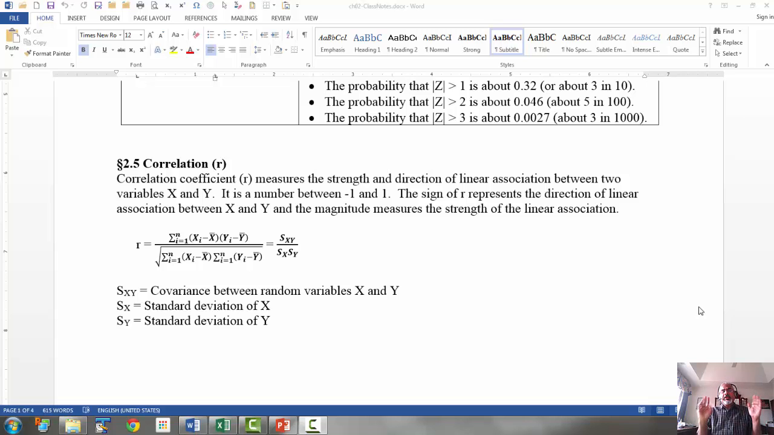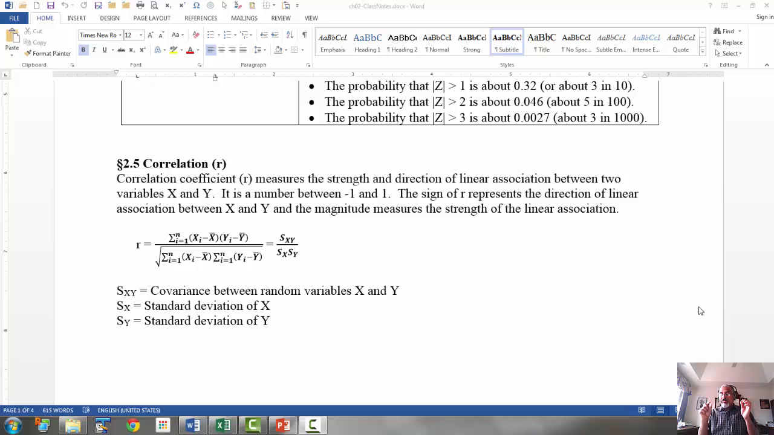One more important concept that we will use in forecasting, especially when we are using the regression analysis technique, is the concept called correlation. So correlation measures the strength and direction of relationship between two numerical variables. So it's a linear association between the two variables. And the number is always between -1 and +1.